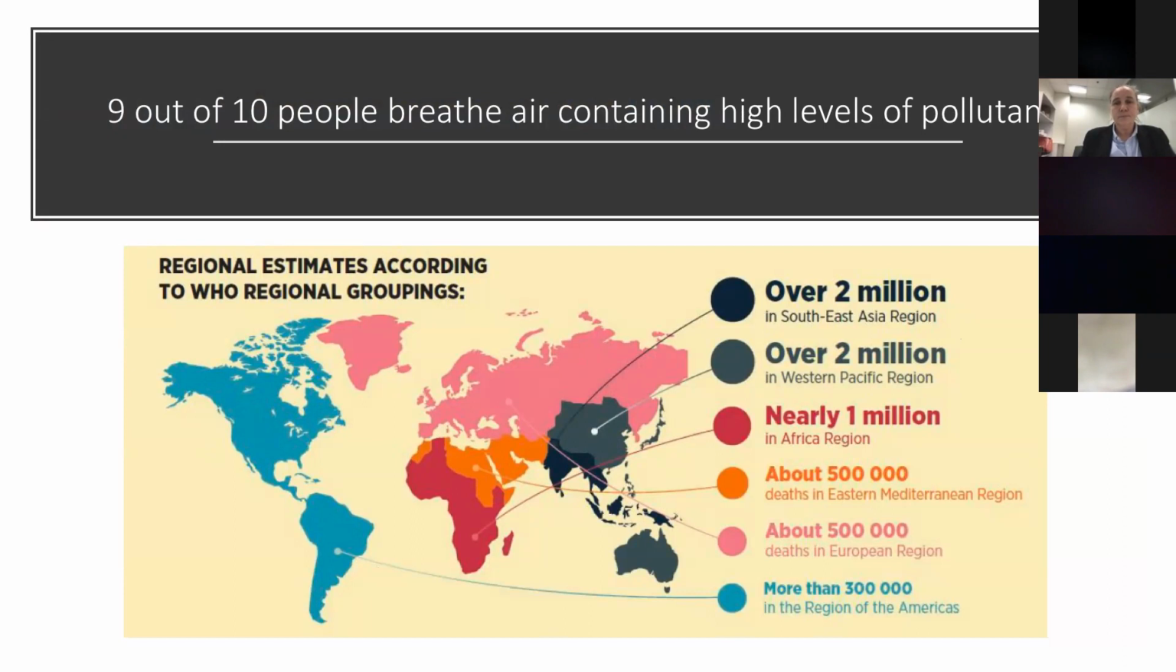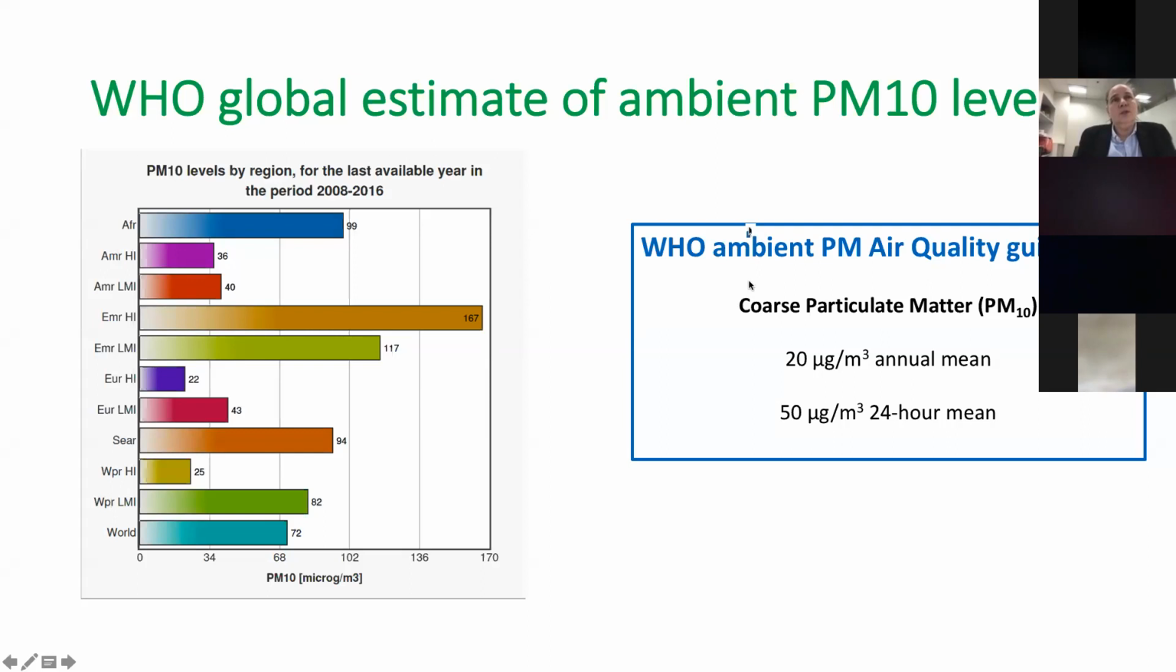Well, what do we mean by high levels? So WHO, the World Health Organization, has set a guideline for coarse particulate matter, PM10, of 20 micrograms per meter squared as an annual mean. But our latest information on the annual means of particulate matter by the WHO regions shows that, in fact, all of them are exceeding this annual guideline mean. And some of them are exceeding it by up to 8 times. Again, you can see the inequitable exposure to PM10 across region.